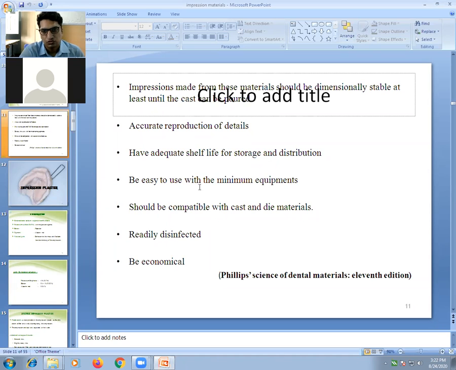It should be easy to use with minimum equipment. At least like your dental plaster, we need only a bowl and spatula to mix. So minimum equipment should be used. It should be compatible with the cast and dies. It should be disinfectable. Okay, and it should be economical.